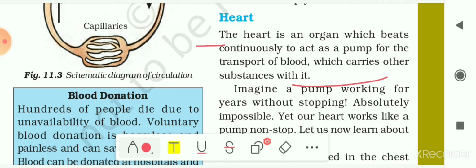So the heart is like a pump and it is continuously acting like a pump, or we can say it pumps the blood to the rest of the body parts, and with the blood it carries different kinds of substances like oxygen, digested food, and waste material which is produced from our body parts or from the functions or life processes within our body. So it carries these kinds of substances with blood.